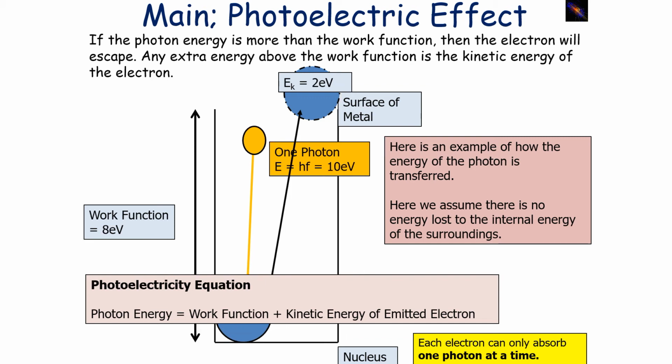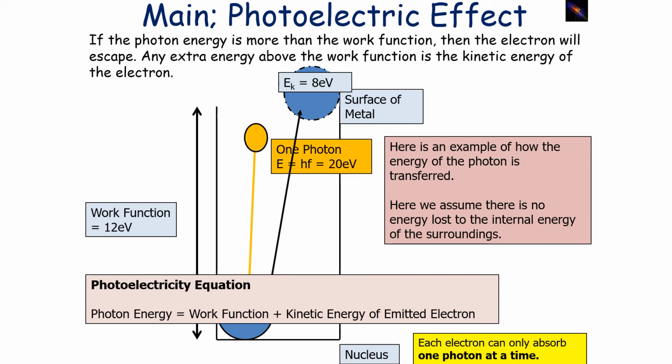electron. So say for example we know that the photon has an energy of 10 eV and the work function is 8 eV, well then the kinetic energy of the emitted electron must be 2 eV. If the photon has an energy of 20 eV and there's a work function of 12 eV, well then the kinetic energy of the emitted electron must be 8 eV.